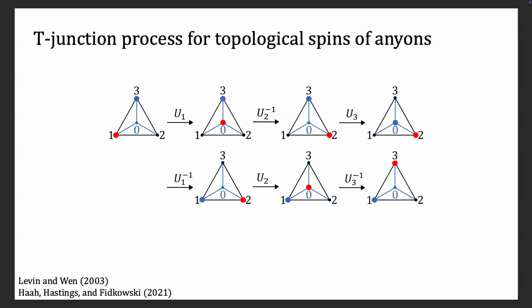Actually, this requires you to use a long string. Otherwise, if it's too small, it cannot distinguish the two anyons, because if you put the anyons too close, they mix. You cannot distinguish them. You need to measure 1 and 3. They are kind of far away.